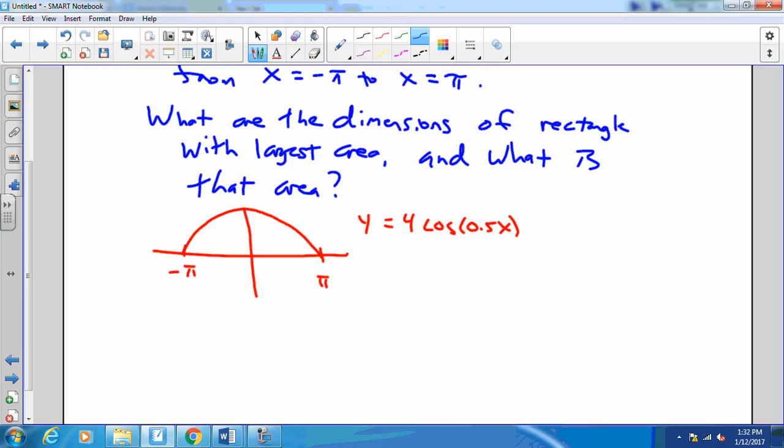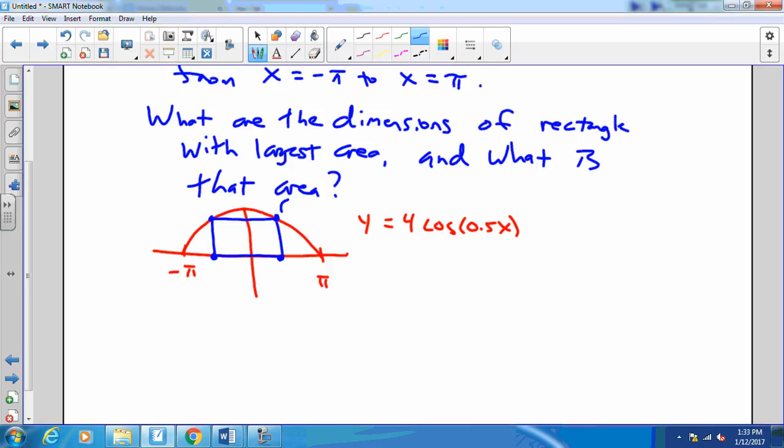And to be inscribed means that each of the vertices is going to be found on the boundary of the region. In this particular case, if I draw my rectangle like so, then each vertex is going to be found on the boundary of the region, which consists of the curve y equals 4 cosine 0.5x and, implied, the x-axis. Okay? So that's what inscribed means.